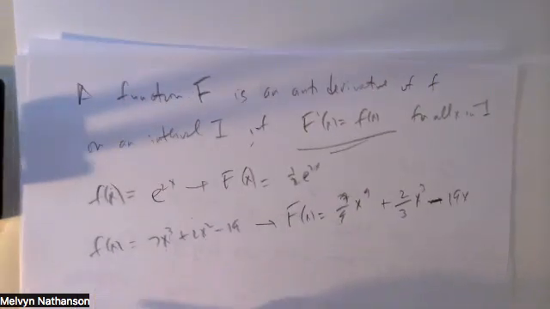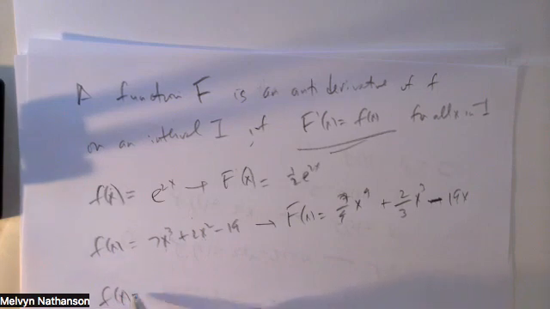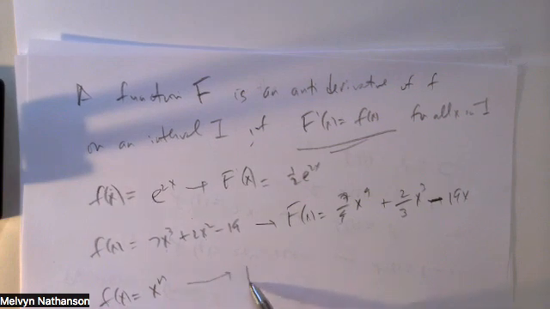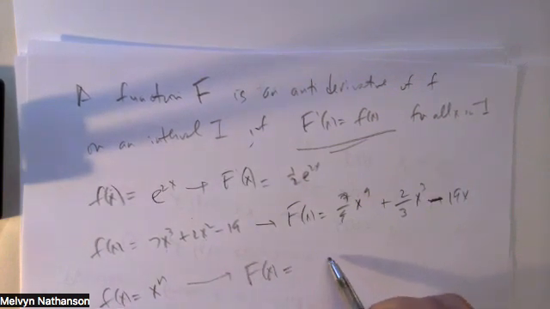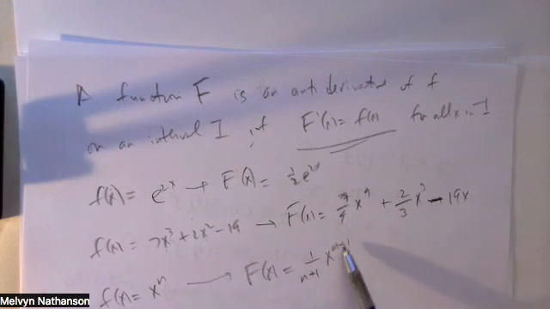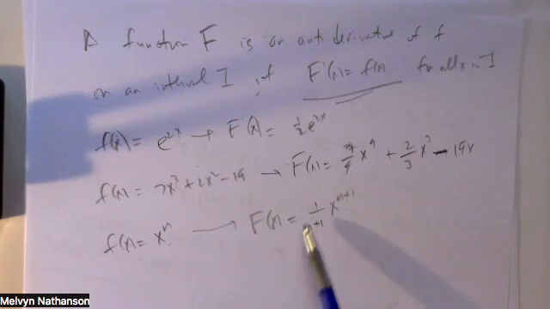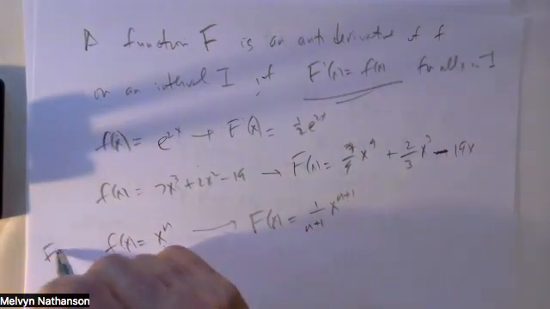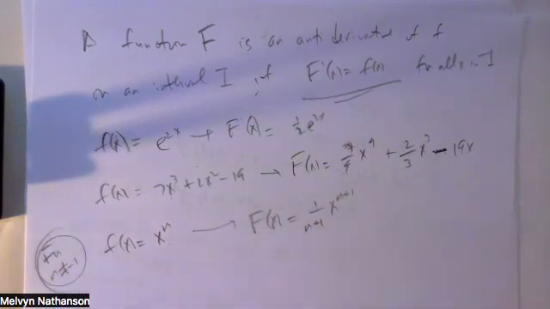In fact, we have the following. If f of x is x to the n, what's a function whose derivative is x to the n? Well, if I differentiate x to the n plus 1, I get n plus 1 times x to the n. I don't want the n plus 1, so 1 over n plus 1. So if I differentiate this, the n plus 1's cancel, and I just get x to the n. Of course, there's one time this doesn't work, because you can't divide by 0. This is for n not equal to minus 1. If n were minus 1, this would be 0.